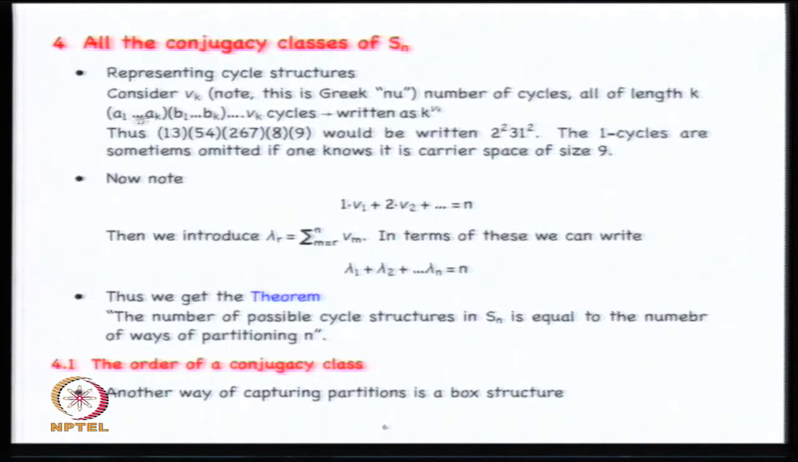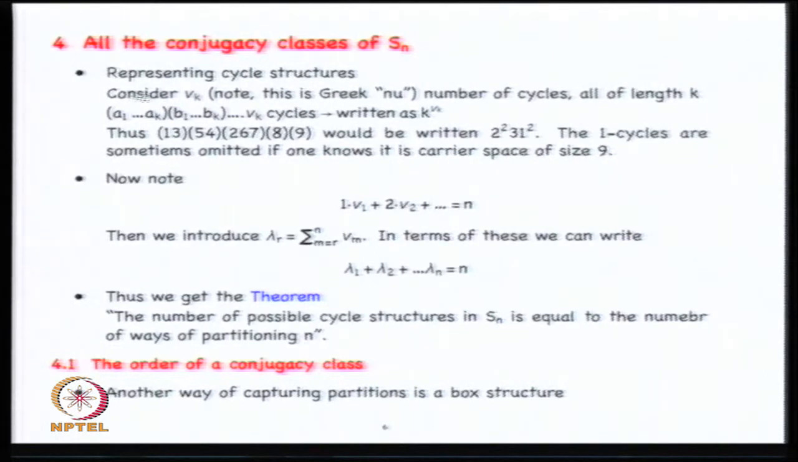So suppose there is a cycle of length k, and suppose it occurs several times. There is one cycle of length k, then another cycle of length k. They are occurring several times. Suppose this number is nu subscript k. This is all going to get a little confusing, but not later. Once you read it again, it will not be so bad.